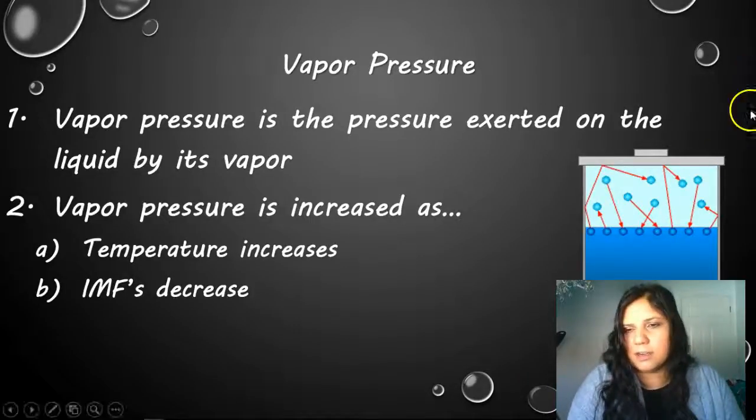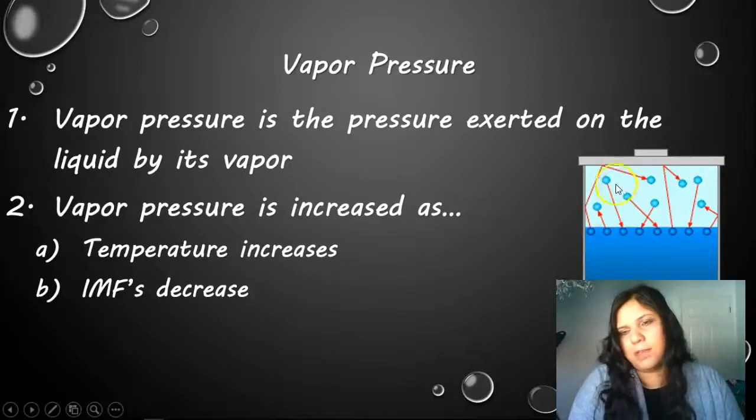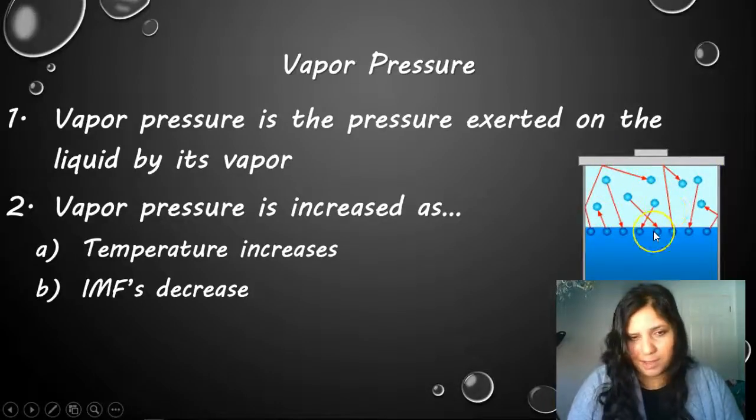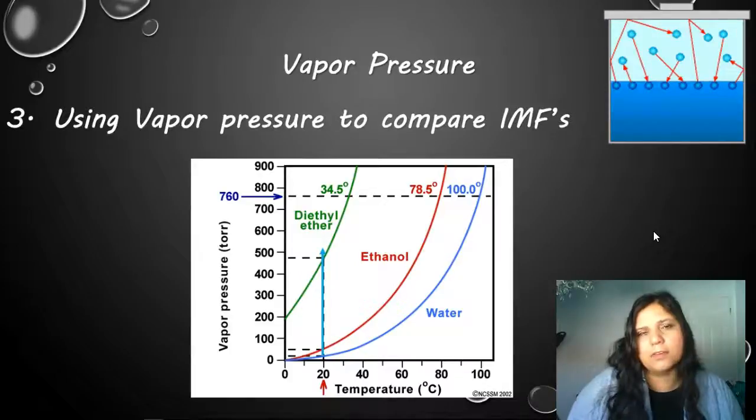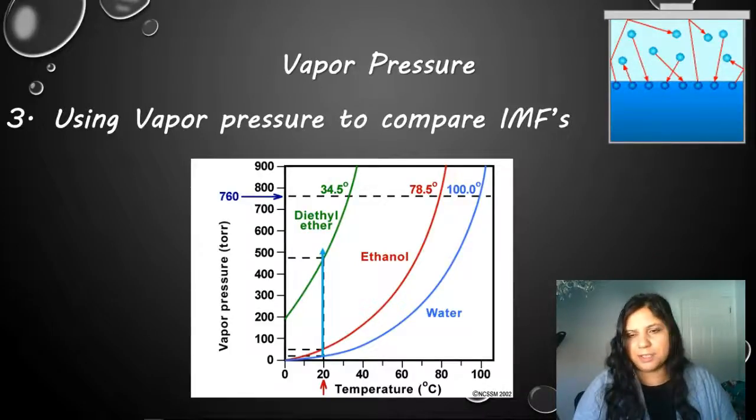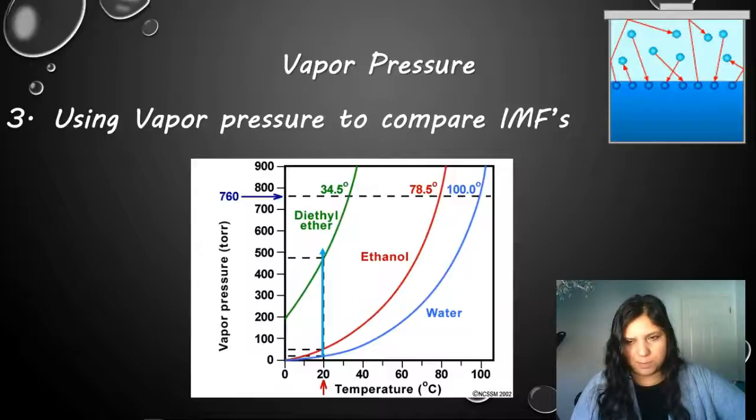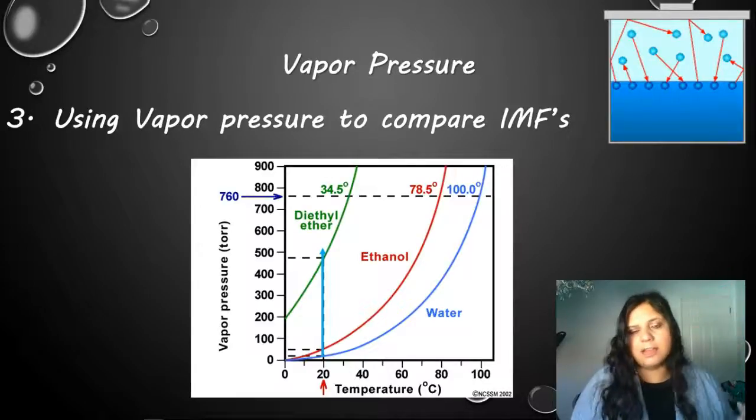And so they're free to escape and create pressure over the top of the liquid. Okay, we can use a graph of vapor pressure versus temperature to compare intermolecular forces for different liquids. So this graph, you have vapor pressure on the left, so from top to bottom it increases. And then you have temperature on the bottom, so from left to right it increases in temperature.